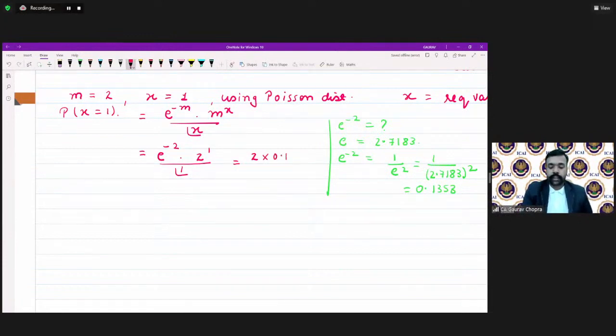So we are multiplying here. So what is the final result? 0.2706. So this is the required probability. So in this way, we can calculate.